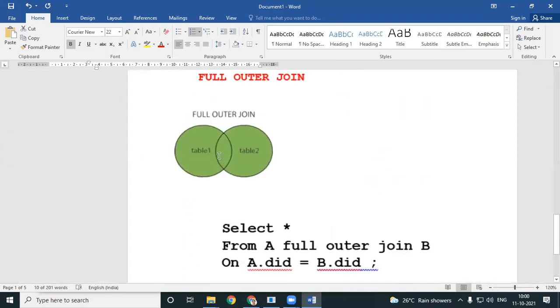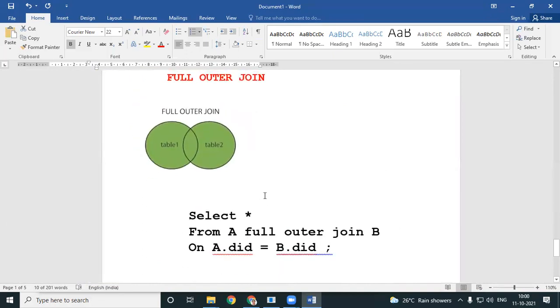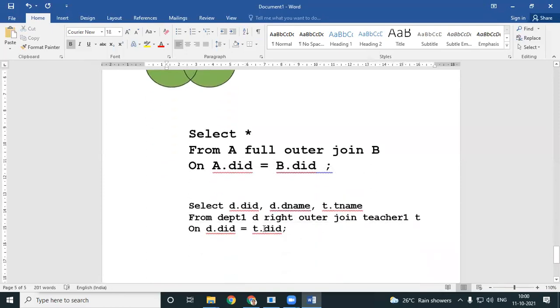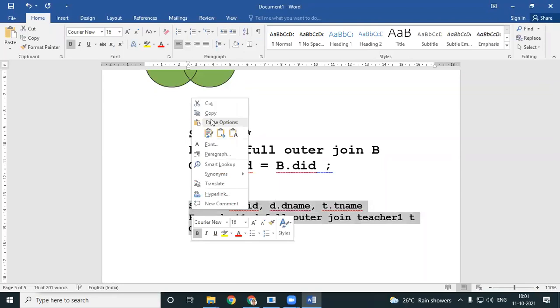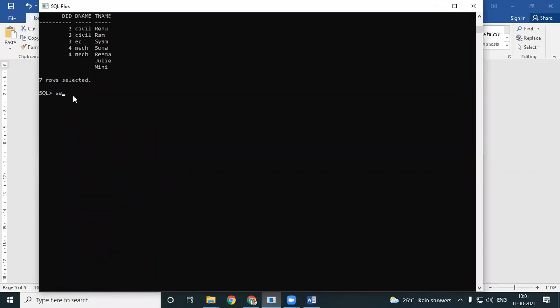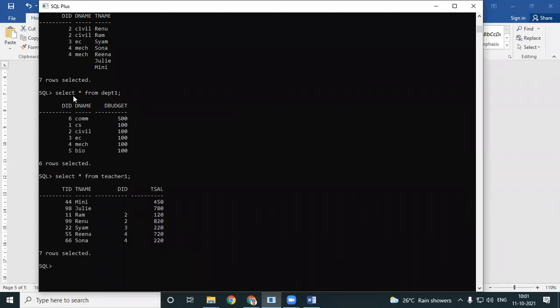So I come back over here. We were doing my full outer join. So from A full outer join B on A dot ID equals B dot ID, the condition. So here instead of right, I will put full. Let's see the difference. Let's see what happens over here. I'll come back to my SQL Plus. I'll just take my tables again so that you understand it better. I have a department 1. I even have a teacher 1. Okay, so these are my entries.